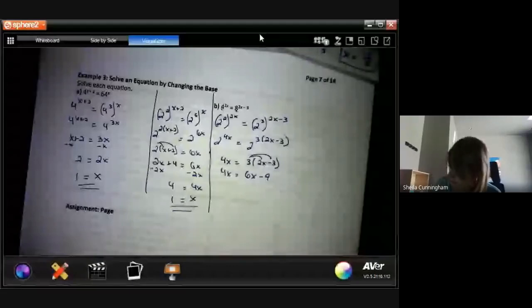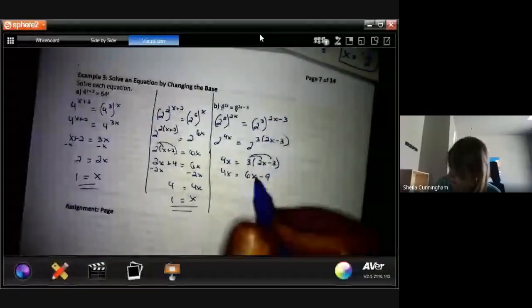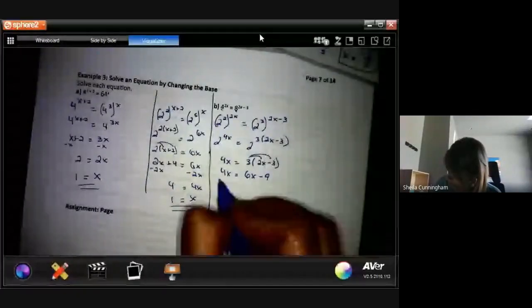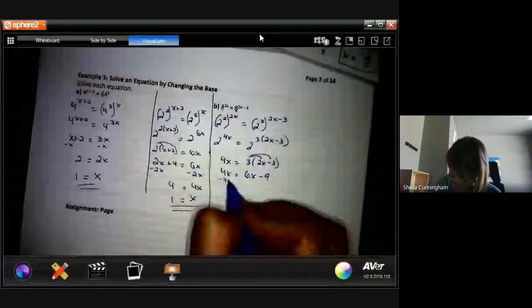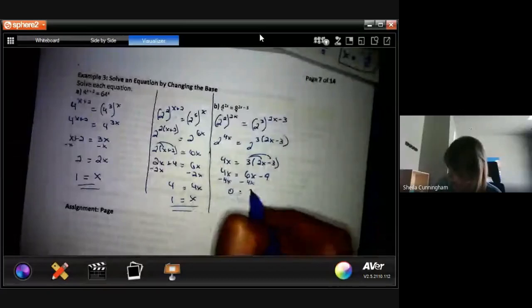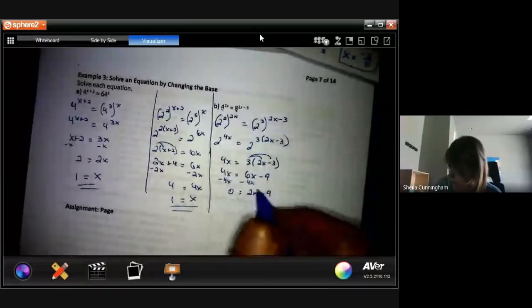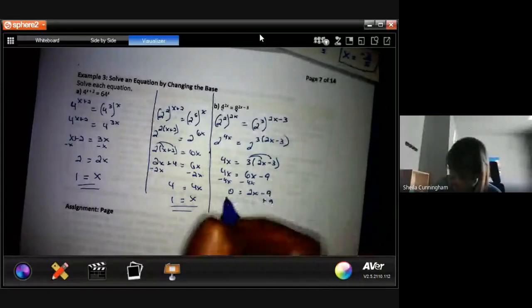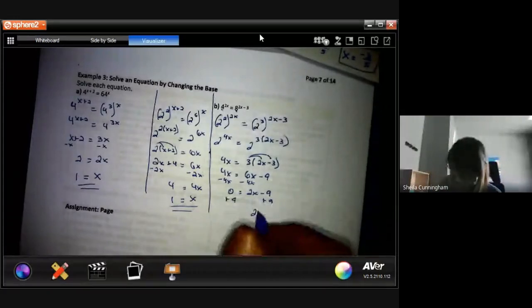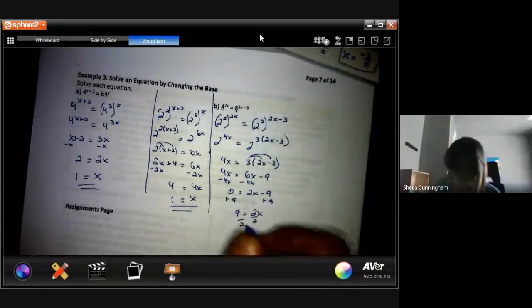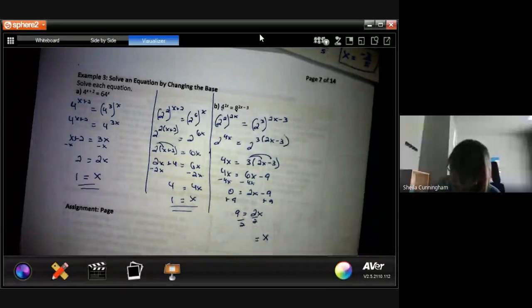In this instance, because my 6 is my positive number, I'm going to move my 4x over in that direction. And you're probably thinking, wait a minute, everything is over on that side now. But I like the fact that I have that positive variable there. So then all I'm going to do is add my 9 over to the other side, and I get 2x is equal to 9. And then I'm going to divide both sides by 2, and I get x is equal to 9/2.